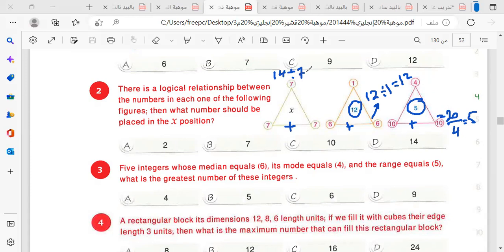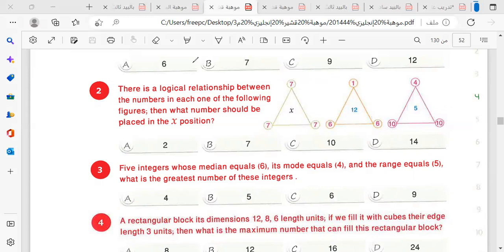14 divided by 7 equals what? 2. So the answer is what? Is 2. Is it clear? Right, good. So we add the bottom numbers, and also we divide by the top numbers, then we get the middle number. Is it clear, online student?